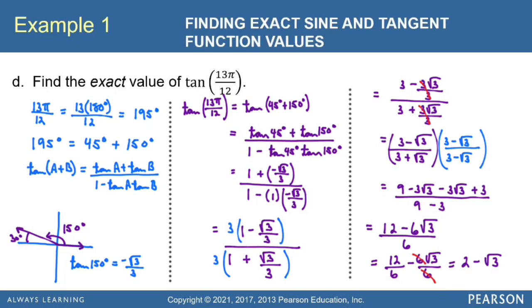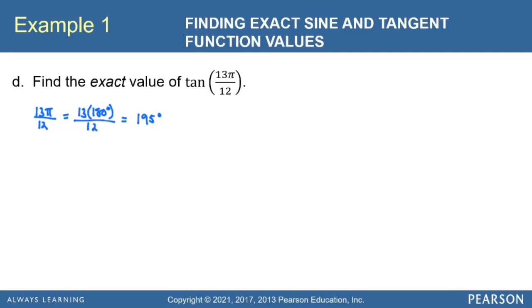And notice that what caused us to have to deal with this complex fraction was the fact that the tangent of 150 degrees was a fraction. And that's because the tangent of 30 degrees is a fraction. Maybe it would have made our job easier if instead of breaking down 195 degrees into 45 plus something, we could make 195 degrees 60 plus something. So let's try it that way.